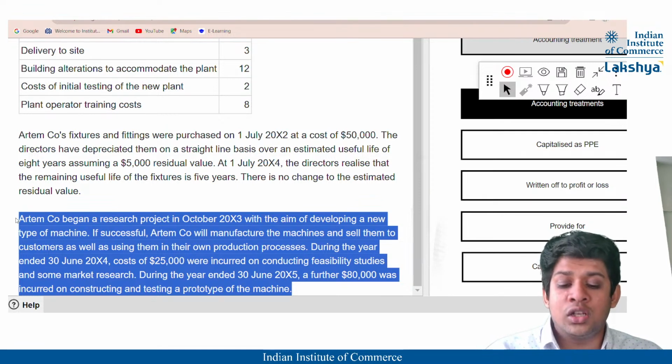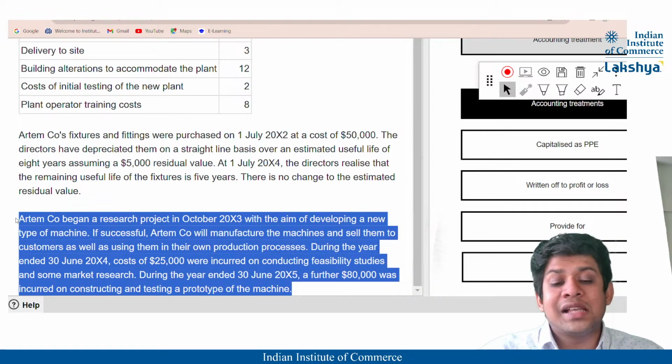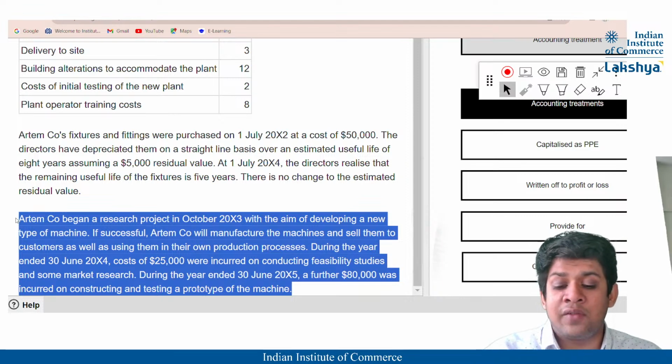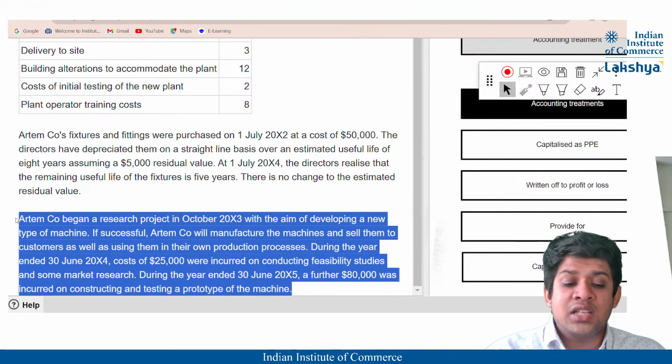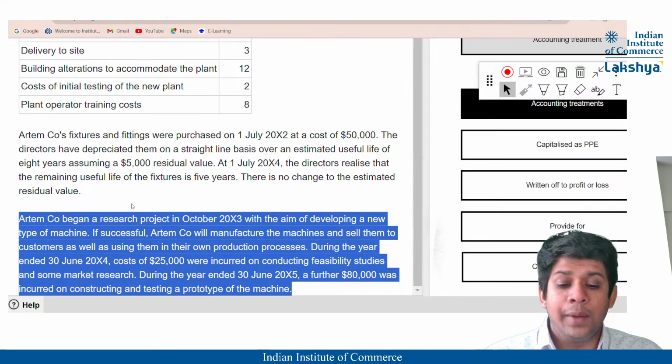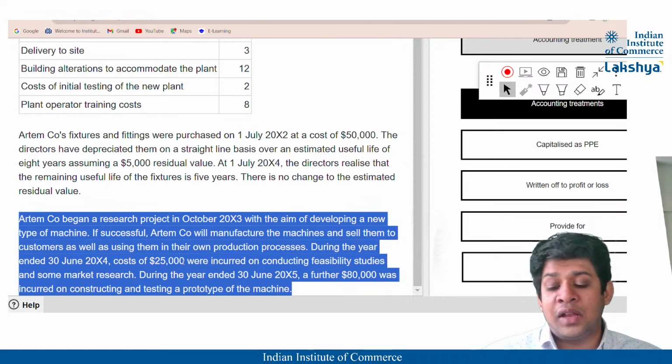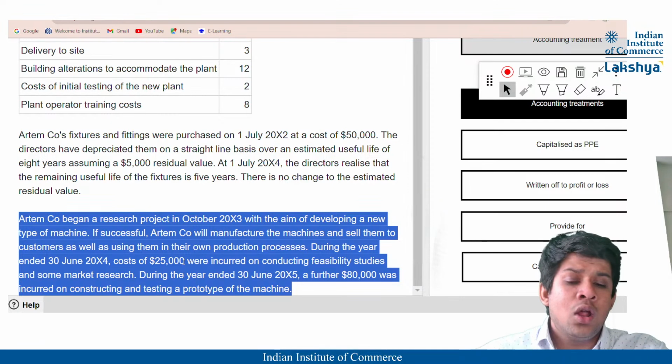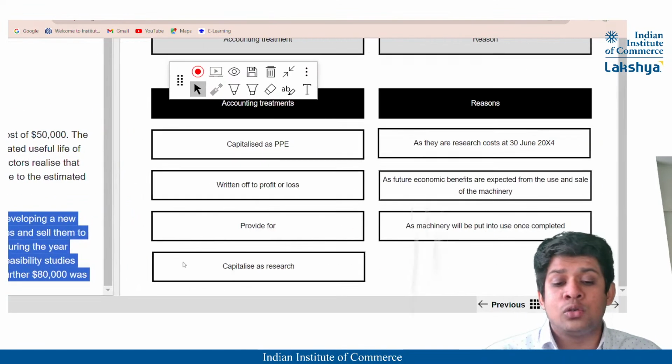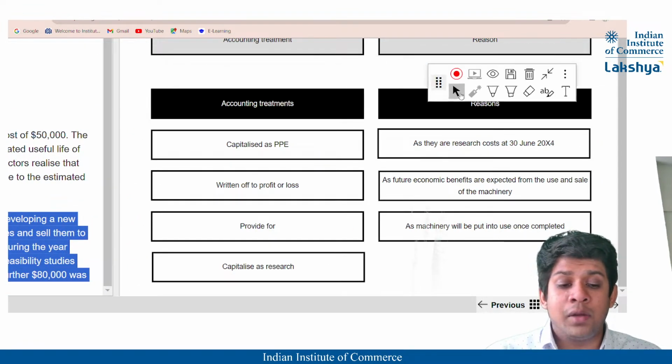During the year ended 30th June 2015, a further $80,000 was incurred on constructing and testing a prototype. So that means I am applying the research findings that I've done. So at the application of the research findings, where I'm at the testing stage and the constructing stage, from that stage I will start to capitalize it. Okay. So 80,000 will be capitalized, 25,000 will be expensed to P&L. Always remember that the 25,000 which is once expensed to P&L cannot be capitalized on a later date to my intangible assets as a development cost.